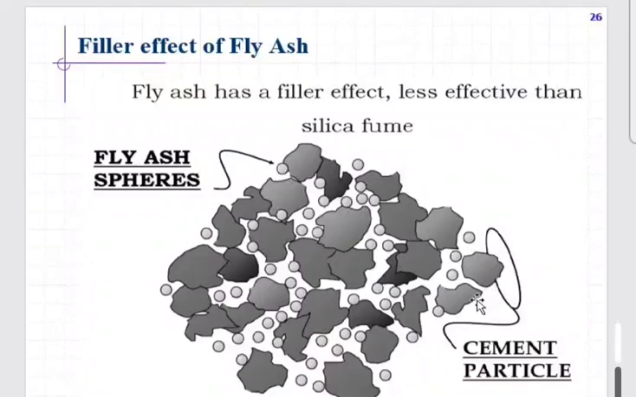Now, these are the cement particles. It is a schematic diagram. This filler effect is there. In the cement particles, these fly ash particles are being introduced. These fly ash particles are filling the voids. These voids are being filled with the fly ash particles. So they will reduce the porosity, but not as much as silica fume. Silica fume is finer than the fly ash. However, fly ash is finer than the cement particles.